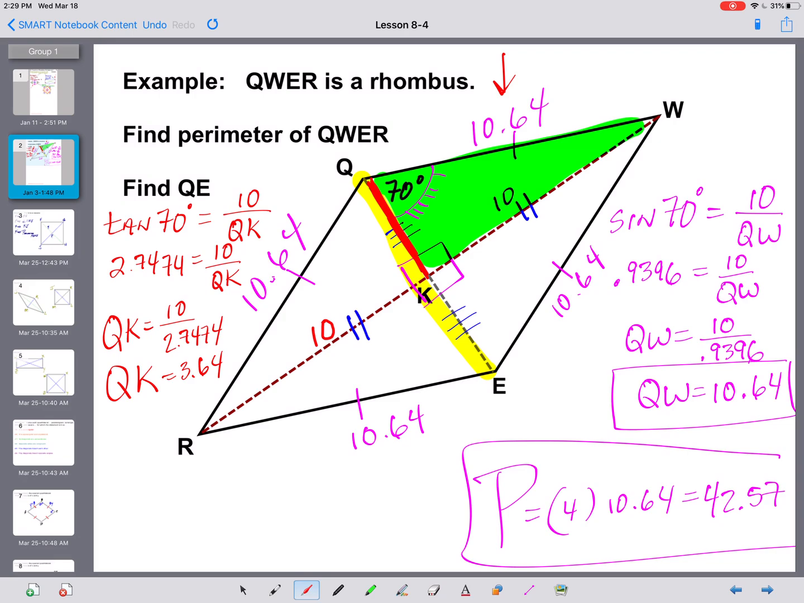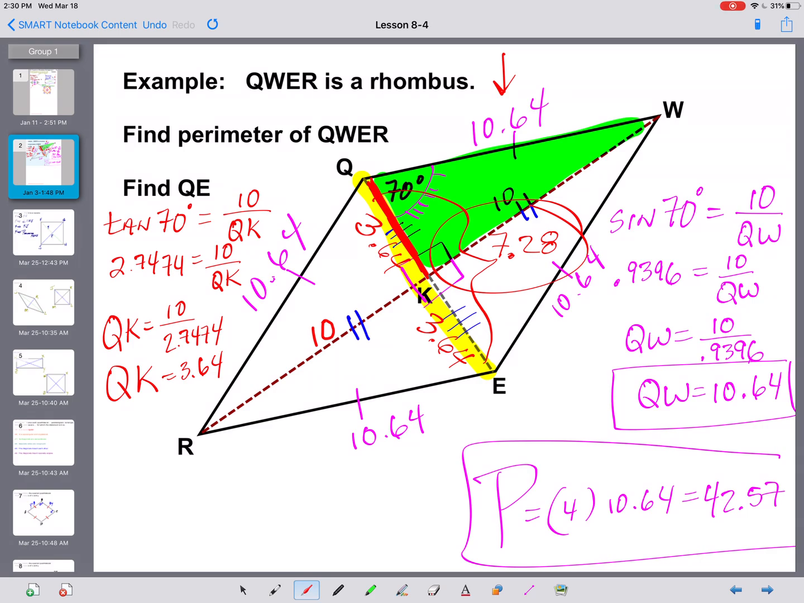This right here is 3.64. Well, so is this. 3.64 for a grand total for that one times 2. Boom, 7.28. That's what they wanted right there. Okay, we got the perimeter, we got QE, we're looking good.